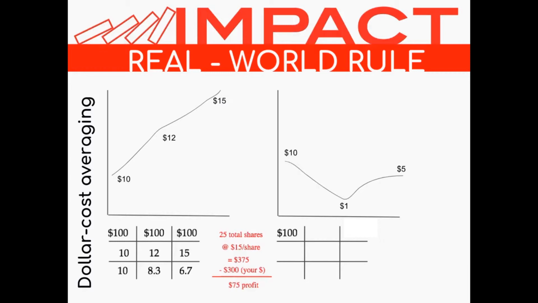We look at the one on the right, and same scenario. We put in $100, $10 per share. We're able to buy 10 shares that month. The next month, and you can probably already start to see where this is going to go, we put in our $100 again at $1 per share. We have 100 shares that we buy that month. The next month, the market doesn't even go back up to where it was. It just goes up halfway. We put in our same $100 at $5 a share. We get 20 more shares.